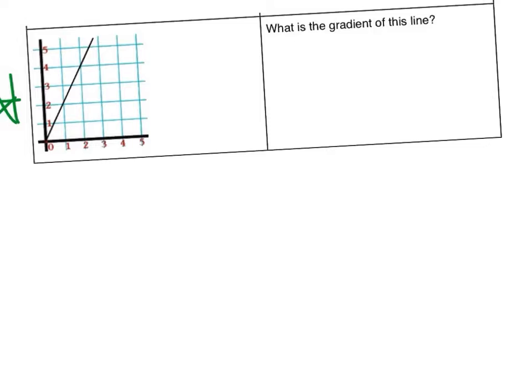Okay, the gradient of that line. Now, we did do gradients briefly. The gradient of a line is really the slope of the line, okay? And it means how steep it is.